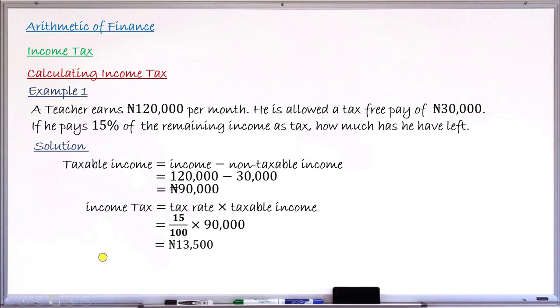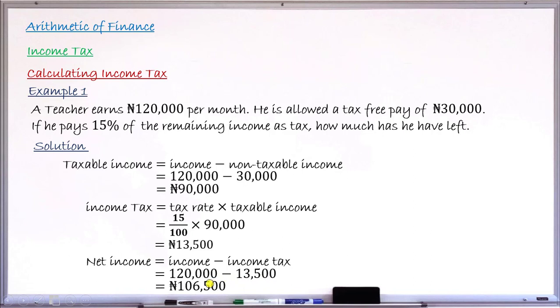So the take-home pay, that is the net income, will now be given by the formula total income minus the income tax. The income tax is what we have just calculated here, 13,500, and the total income is his 120,000 naira. So let me just substitute. We have 120,000 minus 13,500, and if this subtraction is done correctly, you now have 106,500 naira. This is now the net income.